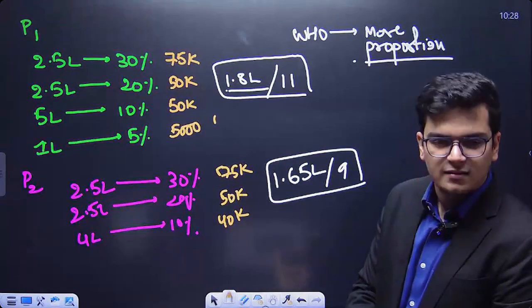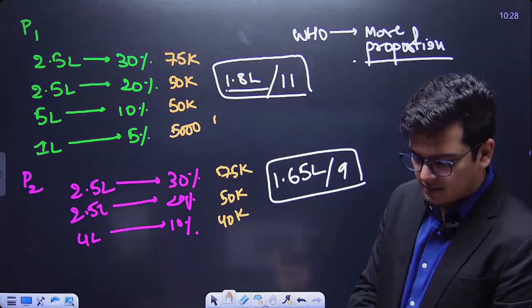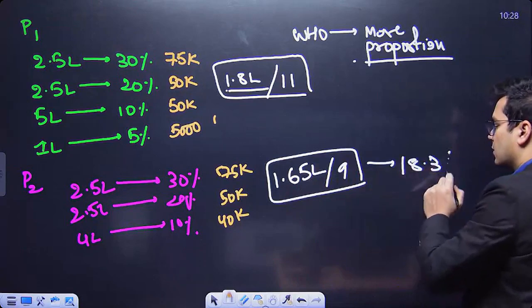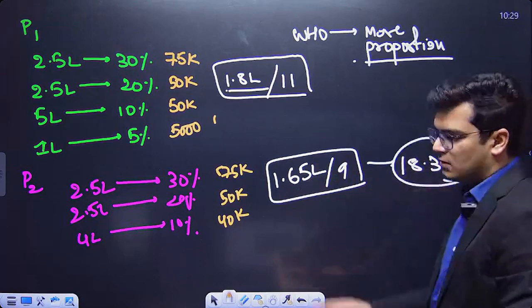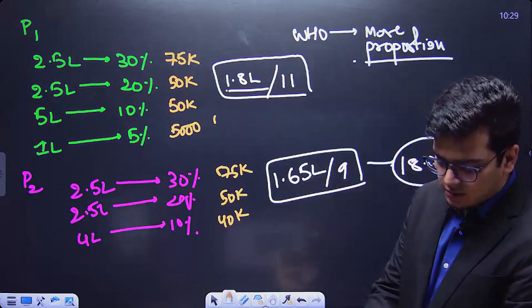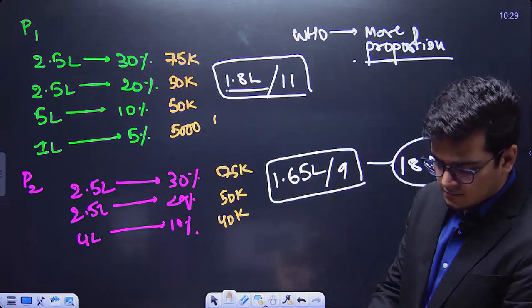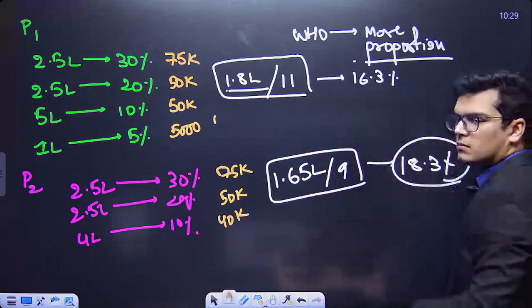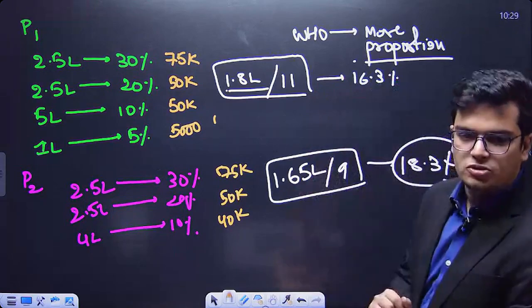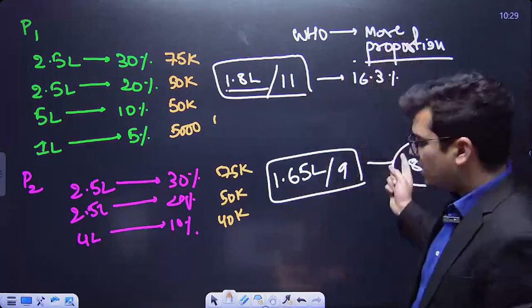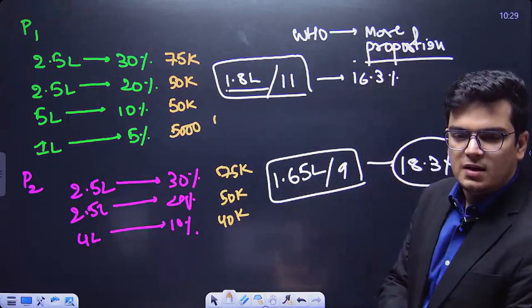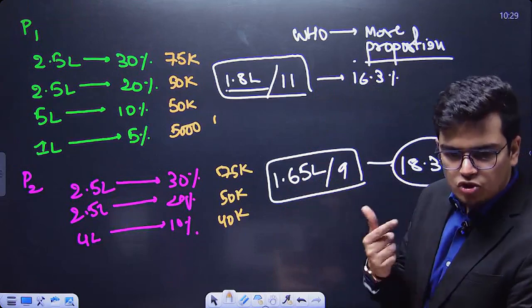यू कांट, है ना. This will come out to 18.3%. The first one will come out to 16.3%. So who is paying more proportion? Person 2 is paying more proportion of his income as tax.